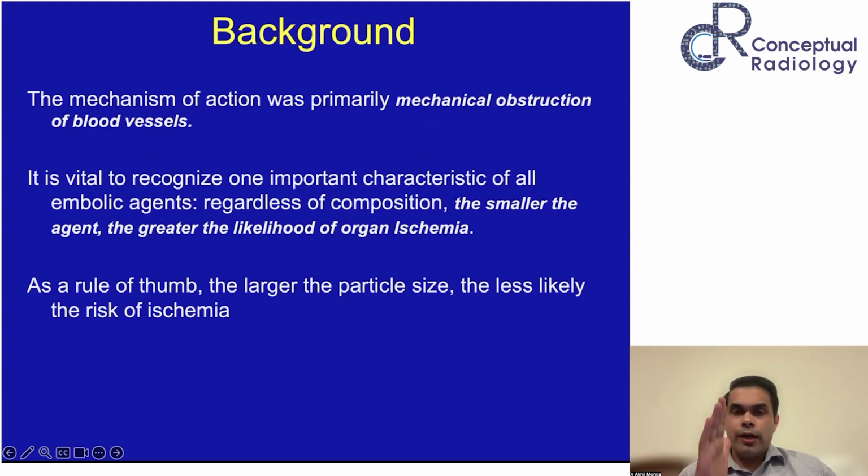What is our goal and where are we trying to embolize? And that will govern how long we want that vessel to stay closed. Is it temporary? Is it permanent? So those questions will finally decide what particle or what mechanical object we are using to cause the embolization. The larger the particle size, the less likely the chances of ischemia. The smaller the particle size, the greater the chances that it will cause tissue ischemia.